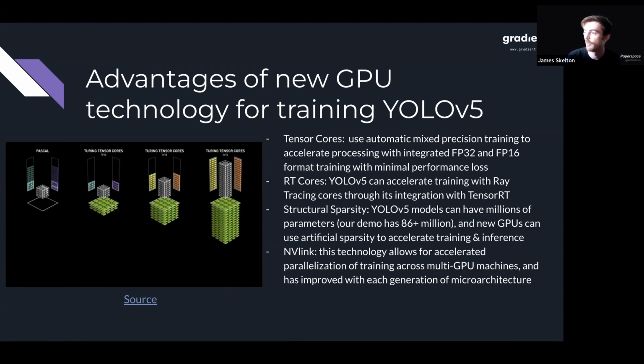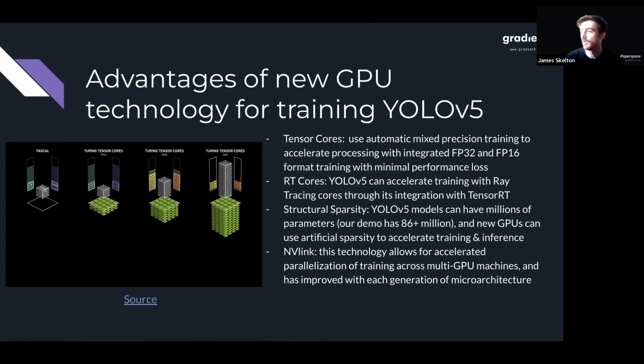I mentioned tensor cores a moment ago. These use mixed precision training to accelerate processing with integrated FP32 and FP16 format training with minimal performance loss. This is an extremely useful technique, and we want to apply it wherever possible. Ray tracing cores take this a step further, and actually YOLOv5 has integration with TensorRT to use these ray tracing cores to accelerate processing. Structural sparsity, this is a feature of Ampere GPUs.